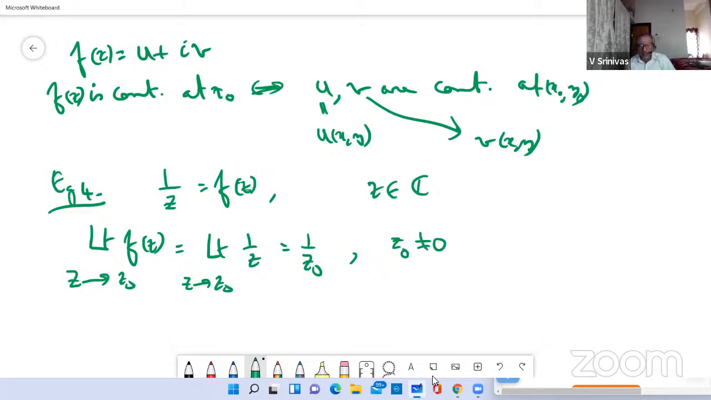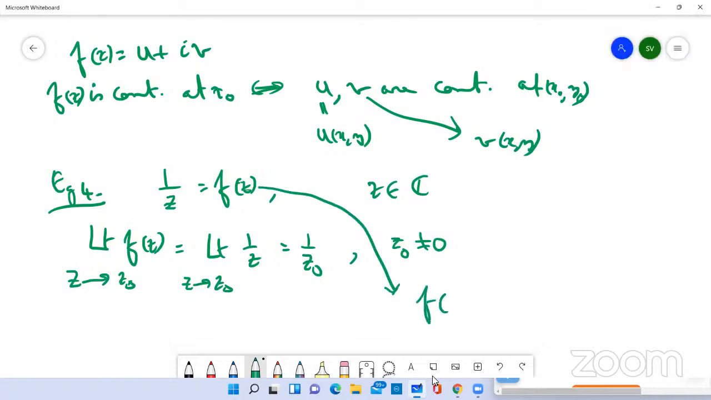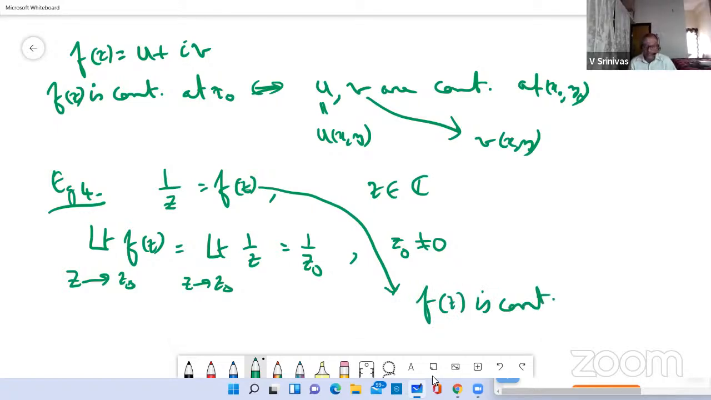This is a fraction. The denominator cannot be 0, so this condition must be imposed. Whenever your z naught is non-zero, the limit of 1 by z as z goes to z naught is 1 by z naught. So if your z naught is a non-zero complex number, then the limit of this function is the function value at this point, and your f becomes continuous. At such points, f is continuous. So if your complex number z naught is not 0, there it is continuous.